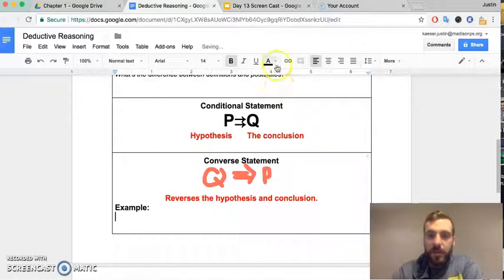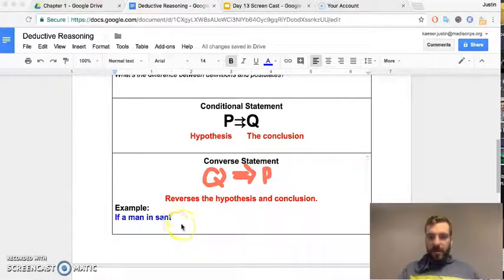So an example, I'll do this in blue writing. Hold on, my dog's barking. All right, sorry about that.